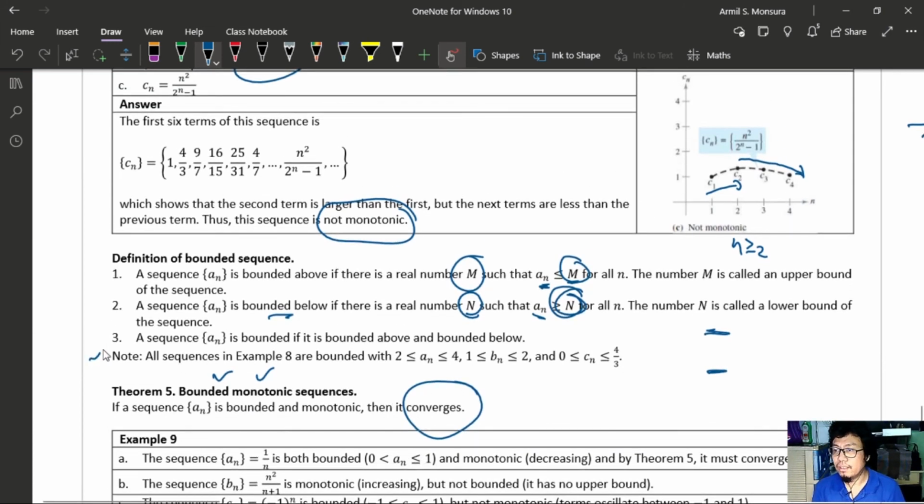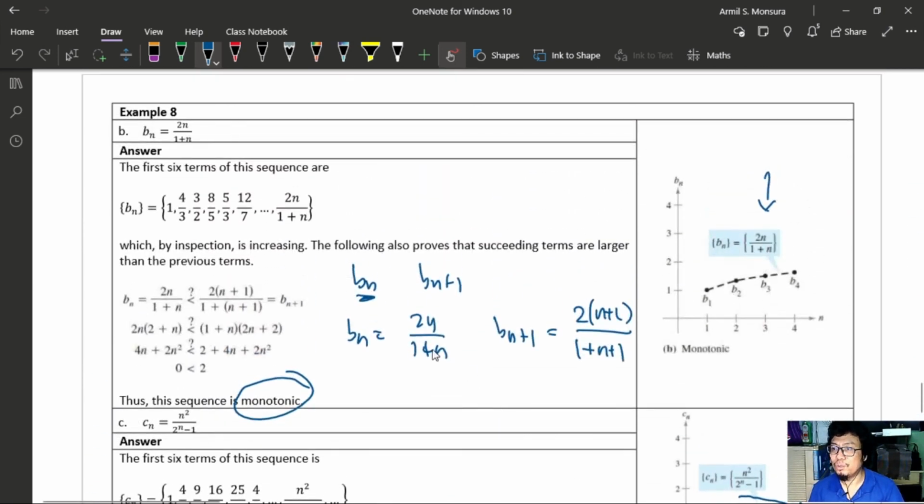By the way, speaking of bounded sequences, all sequences in example 8 are bounded. For letter A, since the sequence repeats between 2 and 4, 2, 4, 2, 4, the lower bound there is 2 and the upper bound there is 4. So therefore, your sequence is bounded. For letter B, the lower limit there is 1, and if you take a more thorough inspection of your 2 raised to n over 1 plus n.